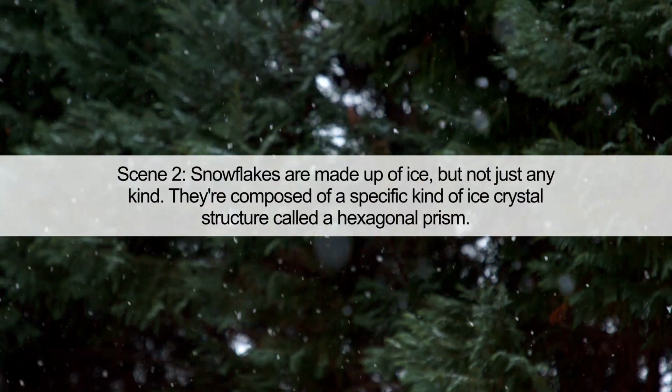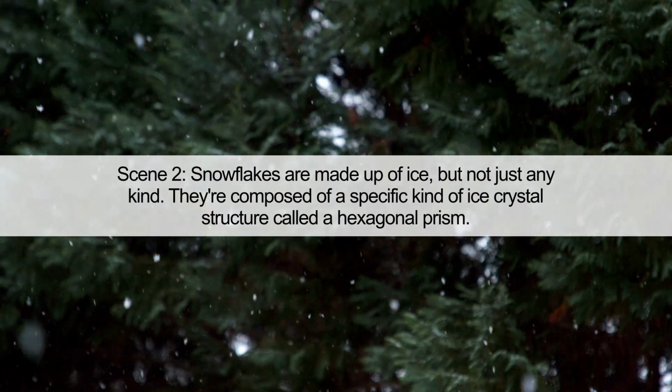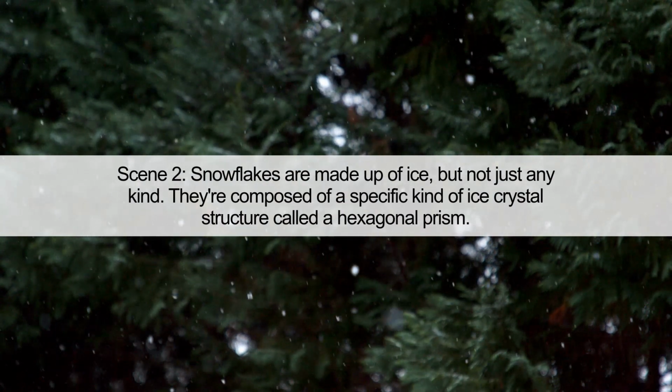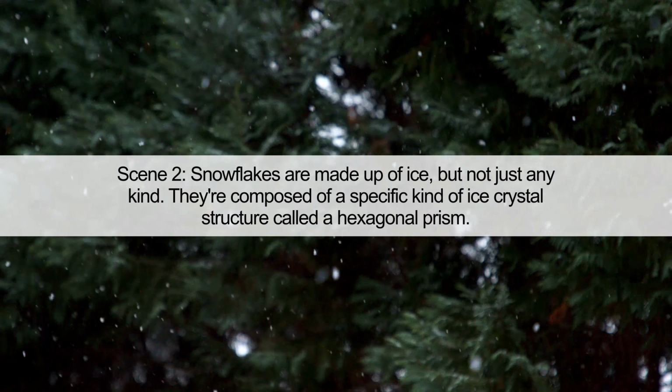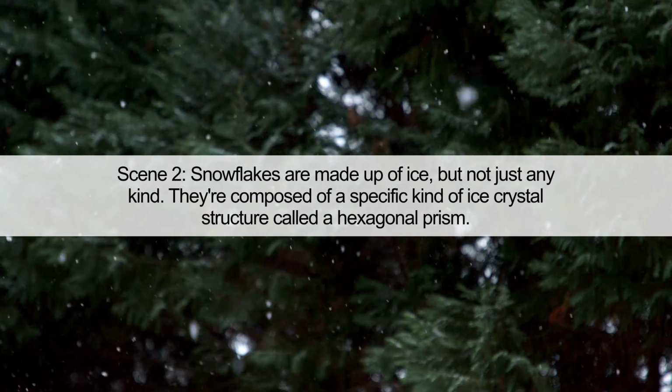Snowflakes are made up of ice, but not just any kind. They're composed of a specific kind of ice crystal structure called a hexagonal prism. Snowflakes can vary greatly in size, ranging from less than a centimeter to more than a foot in diameter.